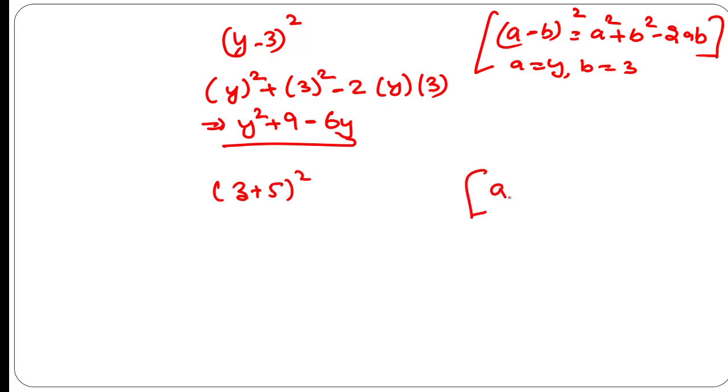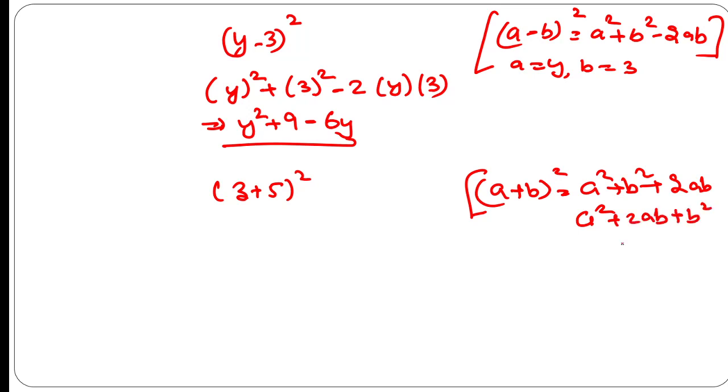We know that the formula for a plus b whole square is a square plus b square plus 2ab. You can also write a square plus 2ab plus b square. So the answer is the same in both cases. You can use any of these formulas. So here the value of a is z, and the value of b is equal to 5.